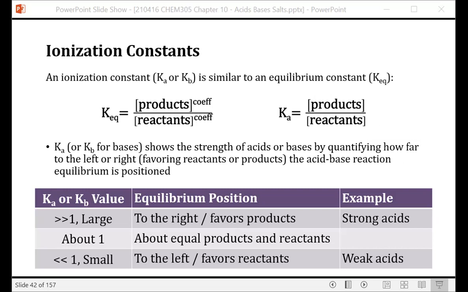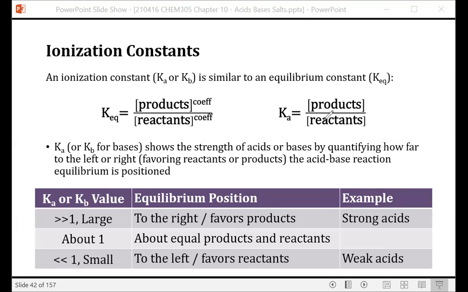So the Ka for weak acids, or the Kb value for weak bases, shows the strength of the acid or the base by quantifying how far to the left or to the right the reaction is pushed, whether the weak acid or weak base reaction favors the reactants or the products. Just like with equilibrium reactions, the value of Keq, whether it was about 1, significantly greater than 1, or significantly less than 1, gave us an indication of whether the reaction favored products or reactants and by how much. Same thing with Ka and Kb.